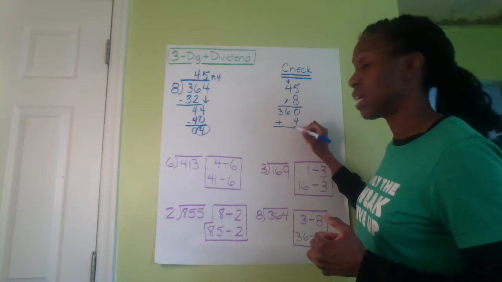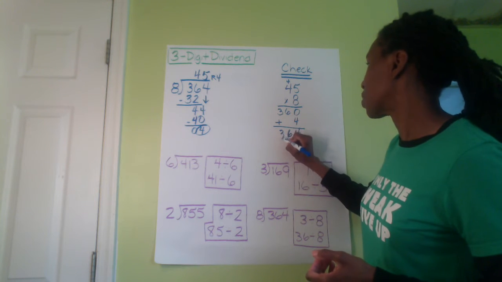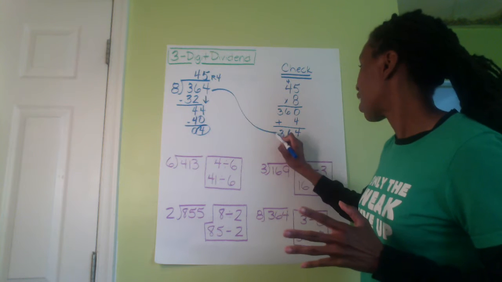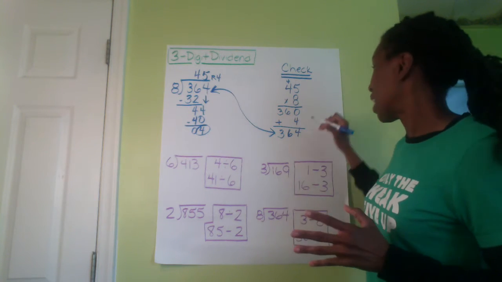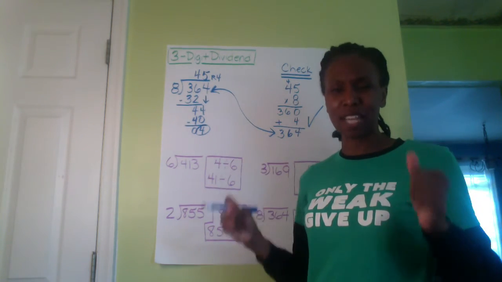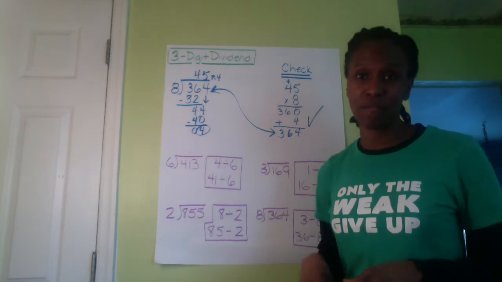0 plus 4 is 4. 6 plus 0 is 6, and 3 plus 0 is 3. And look, here's 364. All right, you know what I'm going to say. We nailed it. We got it right. Like I said, it's such a feeling of satisfaction. After all that work, you can check it and know if it's correct.